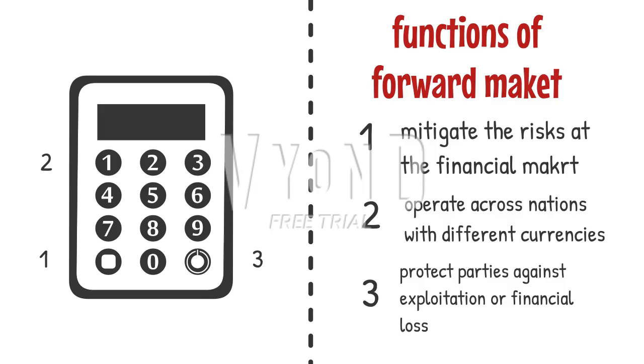Both parties are expected to abide by the original exchange rate irrespective of variation. Secondly, the forward market allows participants to operate across nations with different currencies without being worried about the risks involved, especially when the currency fluctuates. Thirdly, the forward market protects parties involved in the agreement against exploitation or financial loss.